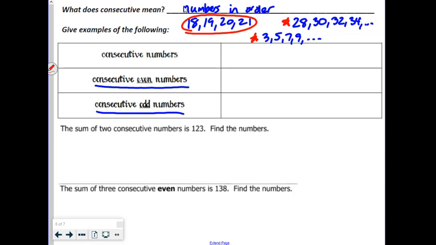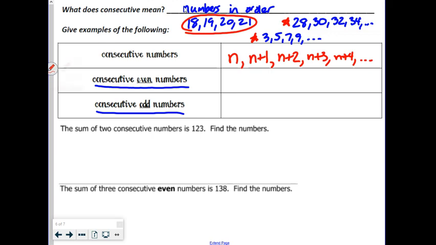Now, I purposely wrote those up there and left blanks in here because we can represent any consecutive numbers as long as we have our first number, and it's an unknown, so let's just call it n. Then the next number, the next integer, is one more, so we could write it as n plus 1. The next one after that is one more than that, so n plus 2, n plus 3, n plus 4, and you can keep going, as long as you have that very first number.